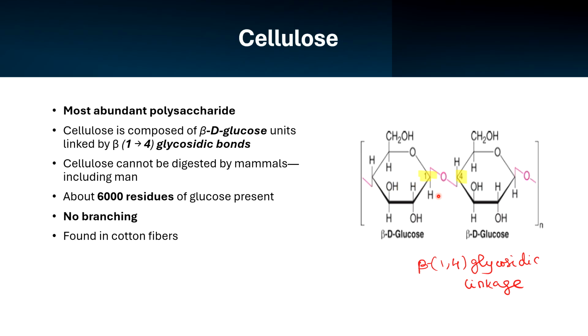Look, C1 is making a bond with C4 of another residue. So the type of bond is beta 1,4 glycosidic linkage. Now the structure of cellulose is not branched, and about 6,000 residues of glucose are present. Cellulose is not digested by mammals including humans, and also this is very important because it is found in cotton fibers. That's all about cellulose.